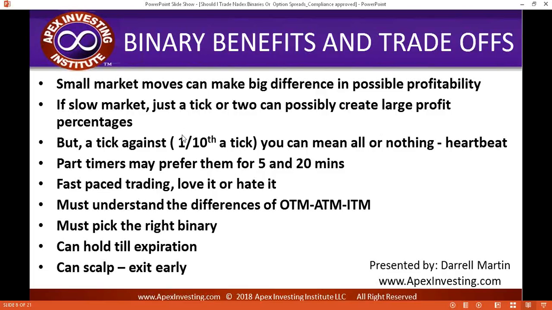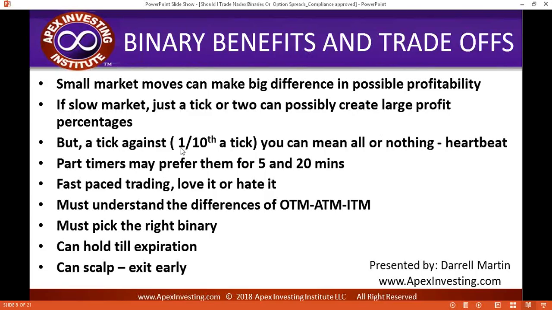Kind of your heartbeat at expiration, if you've been a binary trader and it's coming real close to your strike, your heart rate beats up a little bit right there at expiration, to see which way it's going to end up, right? When we've got a lot of room and the market has moved and we're feeling pretty good about that binary, it's like, hey, this is going great. But when it's right there, you're sometimes like, oh man, it's right there. Just a tick or 1/10 of a tick difference can mean all or nothing.